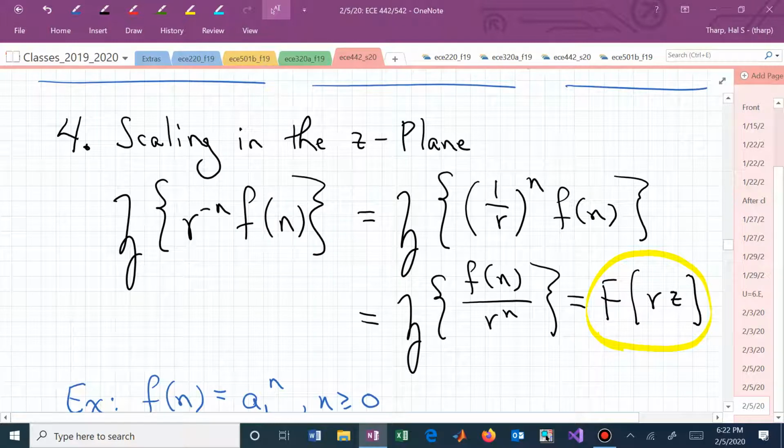Now, if you wanted to find the z transform of a different sequence, and that sequence is different very particularly from f of n, it's just r to the minus n times f of n. So you plug in the appropriate n and you weight f of n by r to the minus n. That's in the time domain. Then in order to obtain the z transform of this new expression, this is now our g of n.